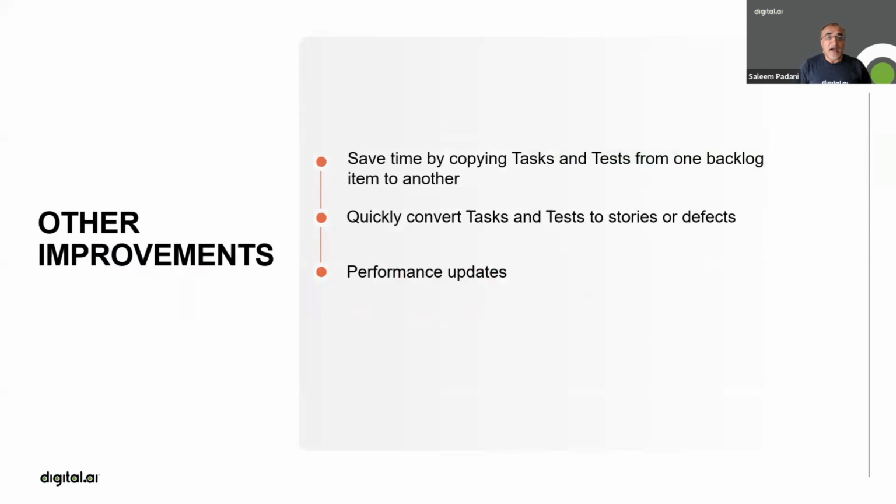And before I transition to Terry for the demo, just to highlight a couple more improvements that we have made to the product. You can also now easily copy tasks and tests from one backlog item to another. You can also quickly convert tasks and tests to stories or defects. And we have made several performance updates to improve overall user experience for agility.